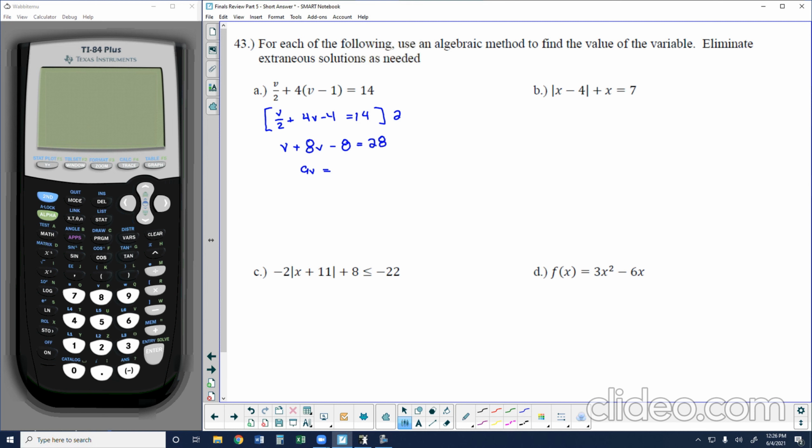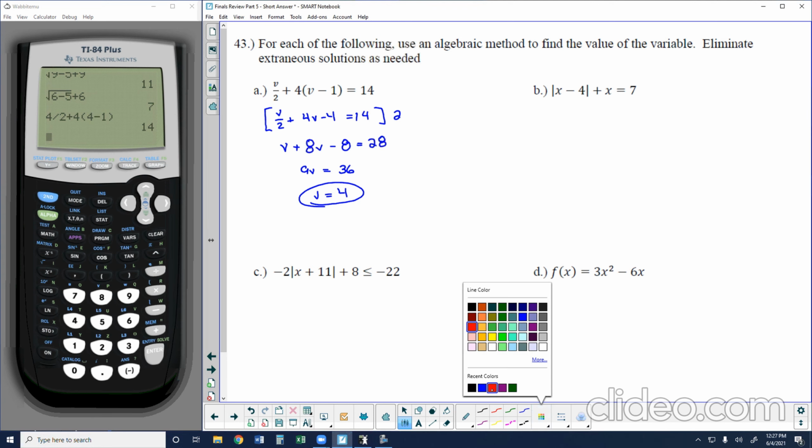So in the same step, I'm going to combine the v and 8v as well as add 8 to both sides, and then I can divide by 9 and get that v is equal to 4. I can check this on the calculator pretty quickly by inputting 4 for v. And when I do so here, I get the left side of the equation is equal to 14, so v equals 4 is our solution.